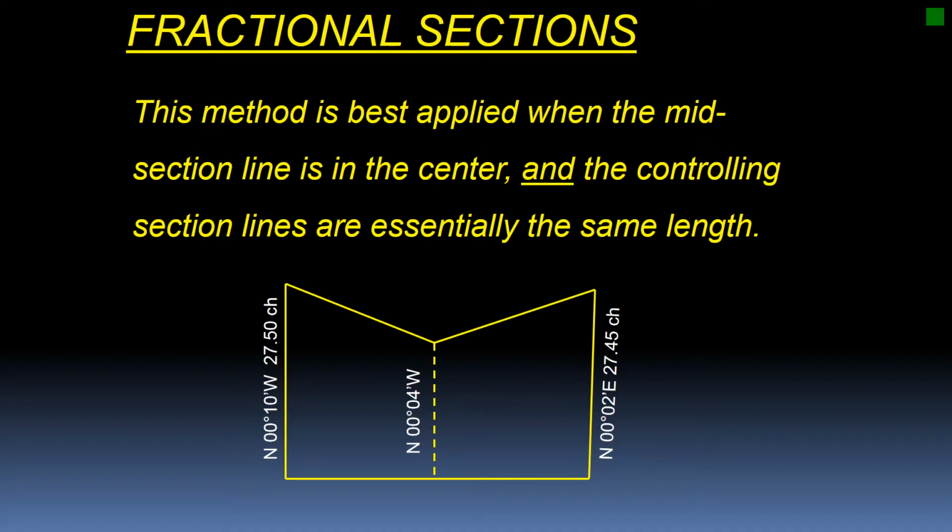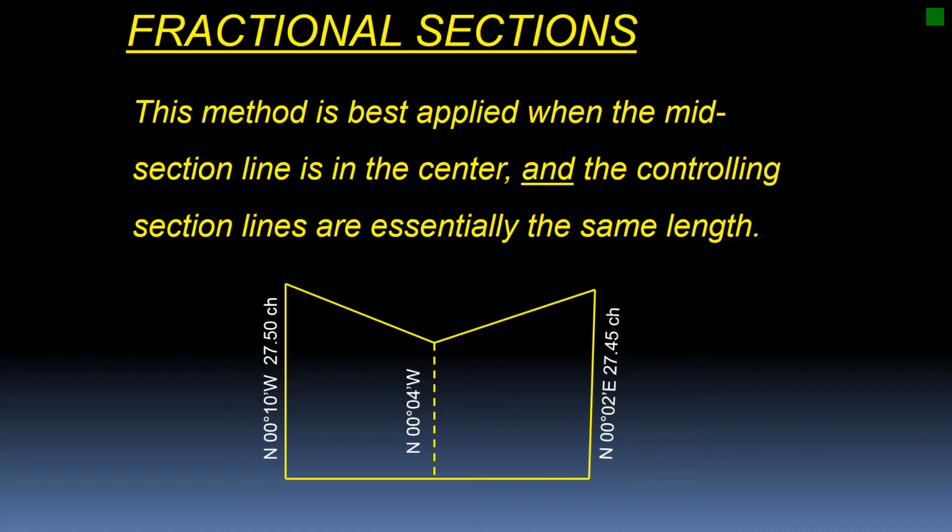So all we're going to do is find the mean of the two bearings. Now take a look at the bearing of the east section line. It's 0 degrees, 02 minutes northeast. And the bearing of the west line is 0 degrees, 10 minutes northwest. So from one to the other is 12 minutes. So if I was to take that 12 minutes and divide it in two, that's 6 minutes. And I could subtract it from the northeast, which would give me a northwest bearing at the center of 0 degrees, 04 minutes. Or I could subtract it from the 10 and get the same thing from the west line.